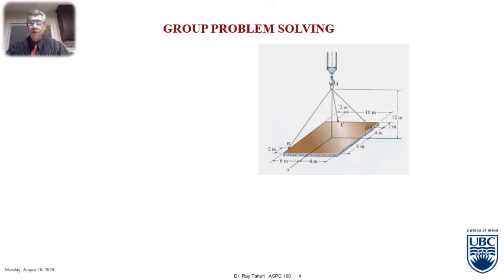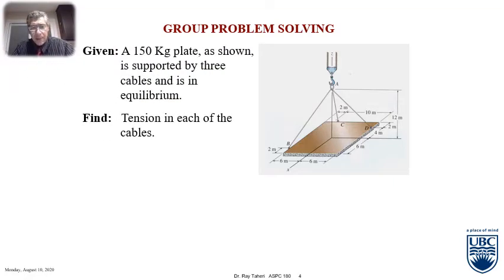Now we have a group problem solving. We have a slab of concrete being lifted by maybe a crane, and we have three forces, AB, AC, and AD. The geometry is given, the weight of the slab is given, it is a plate, so you want to find the tension in the cable. Once again, you have the point, this point is A, and you know that at this point the weight is this way, and there is the reaction force.